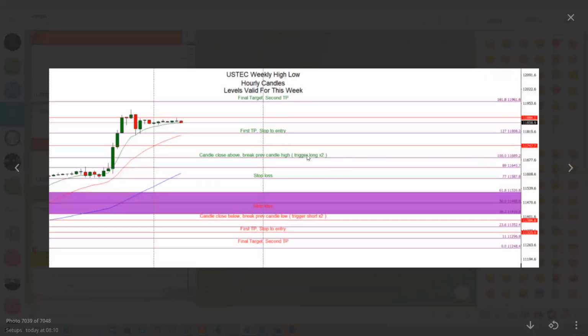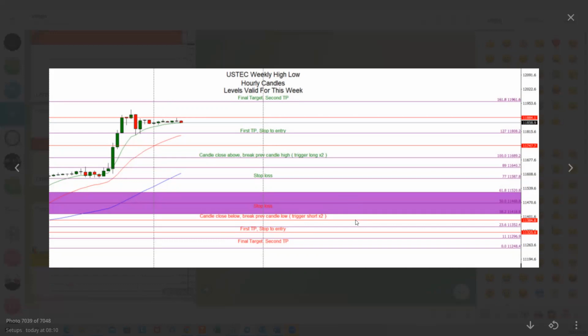On the US tech weekly high low, currently between levels of 127 and 161.8. Currently trend is up, but we need for a moving average drop. We need to wait for a moving average crossover to look for any other trade. So 8 cross 21 to the downside. And with that, I'm only looking for now a candle close below the 38.2, break previous candle low to aim for the 23.6 first TP, 11 second TP, and stop loss being at the 50.